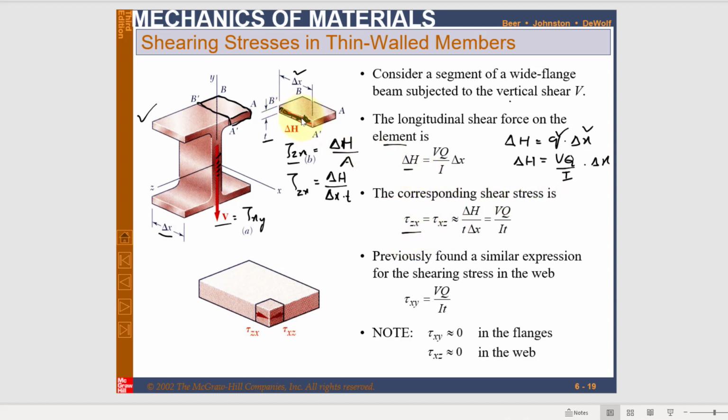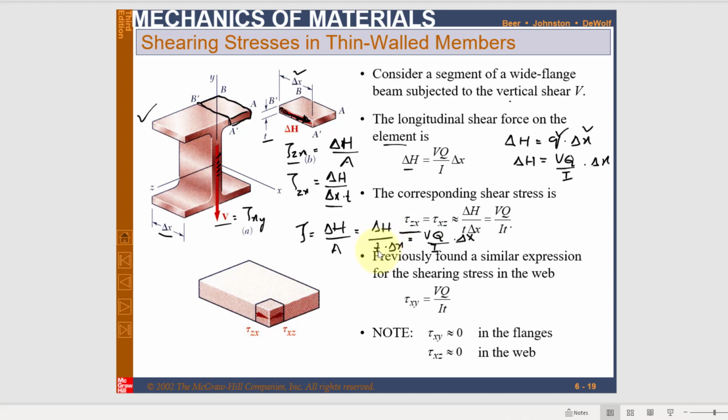So due to this horizontal shear force, the shear stress tau of xz is equal to delta H over area, which is equal to T into delta X. So this delta H is equal to VQ over I into delta X. Let me solve this: tau is equal to delta H over area, and this is equal to delta H over T into delta X, and again this delta H is equal to VQ over I into delta X.